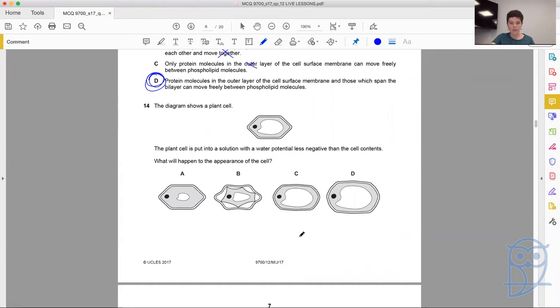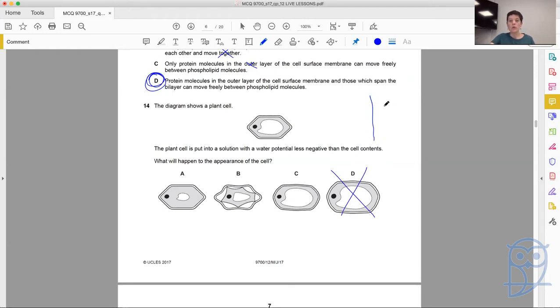So we've got a few things going on here. We've got the vacuole shrinking or enlarging, and then the cell contents: cytoplasm staying the same, cytoplasm pulling away, cytoplasm pushing against the cell wall. See how it's sort of slightly rounded, and the whole cell growing. So we can knock out D. We know that that cell is not going to grow like that. So now we need to think about the solution being less negative than the cell contents.